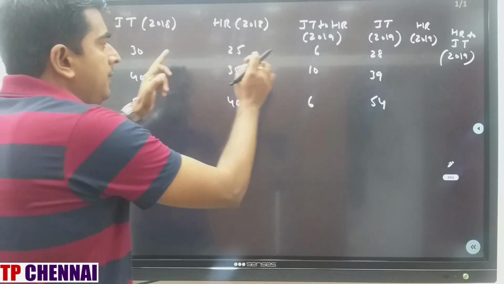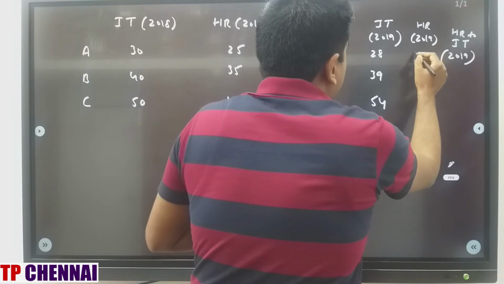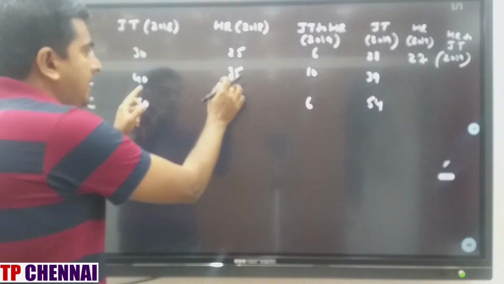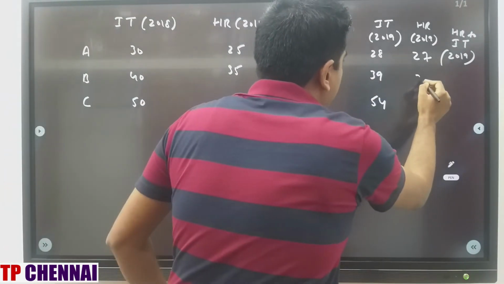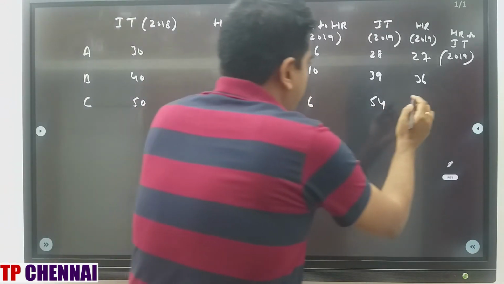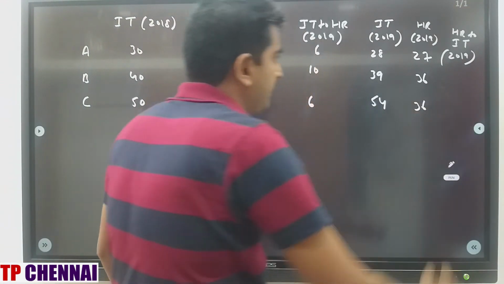Here it is 55, here it is 28, so here it will be 27. Right? Here total is 75, here 39, so here it will be 36 remaining. Right? Here it is 90, here 54, so here it will be 36.